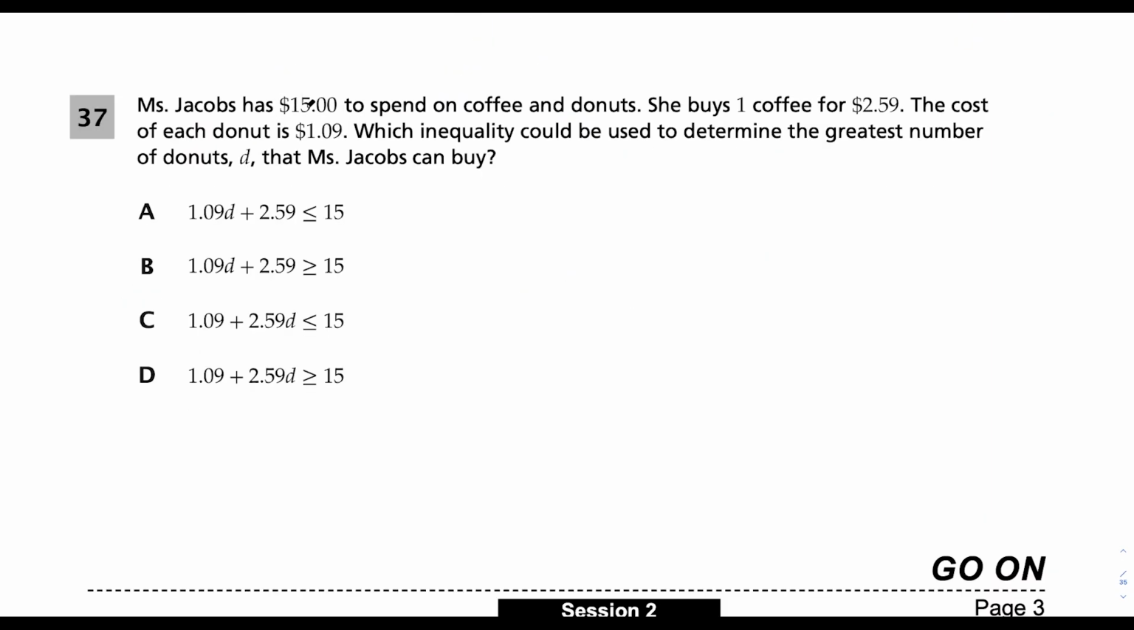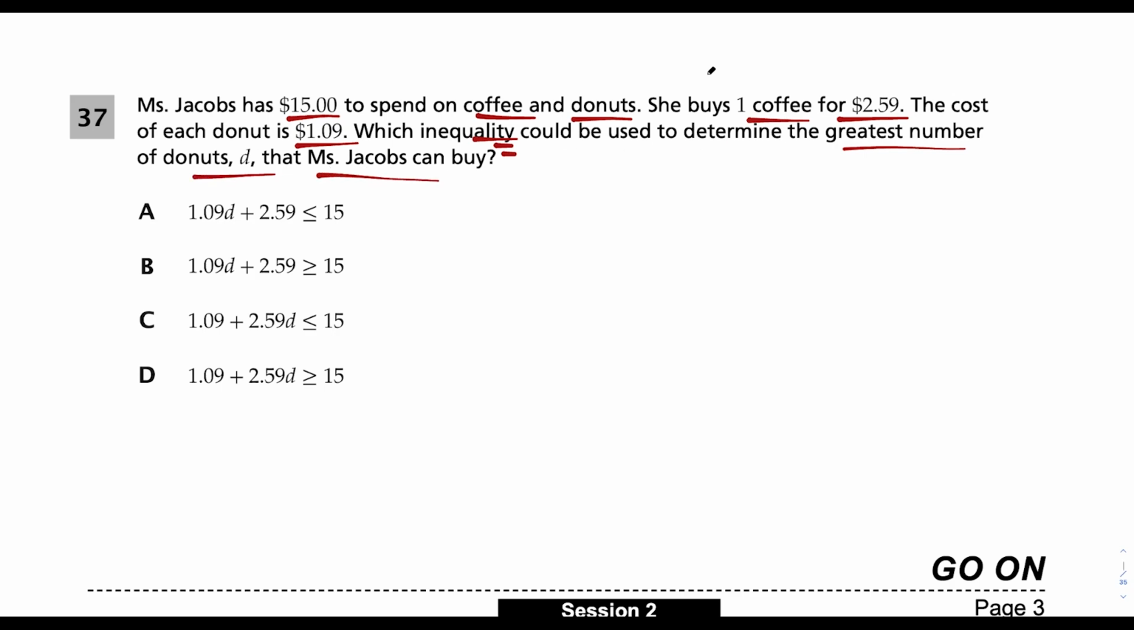So question 37, Miss Jacobs has $15 to spend on coffee and donuts. She buys one coffee for $2.59, and the cost of each donut is $1.09. Which inequality could be used to determine the greatest number of donuts, D, that Miss Jacobs can buy?